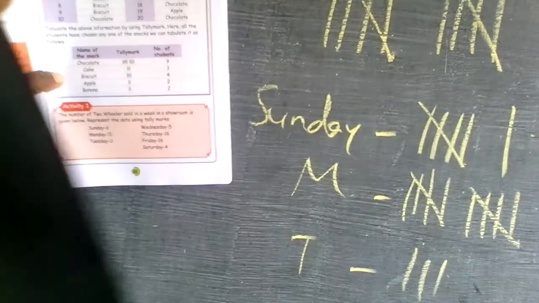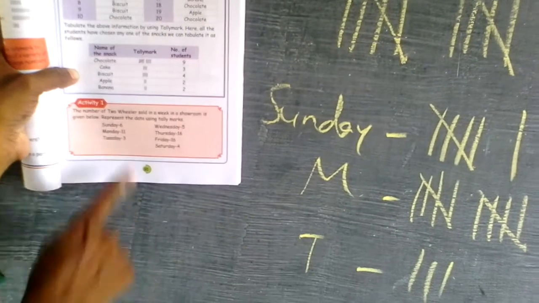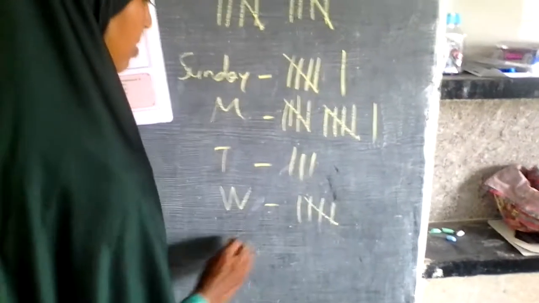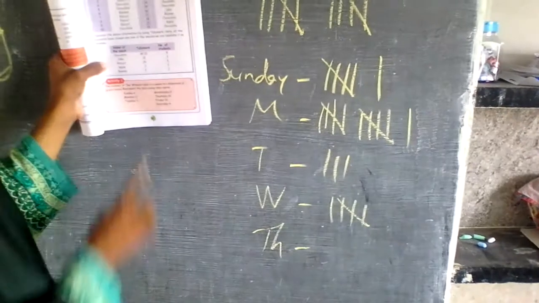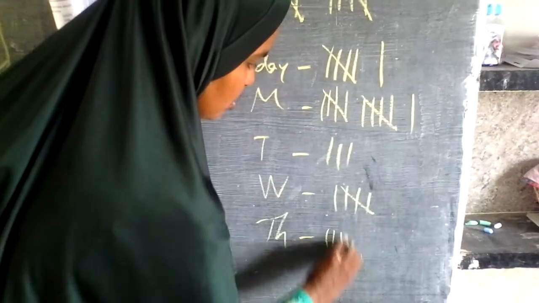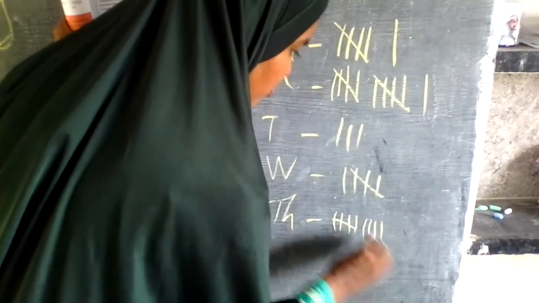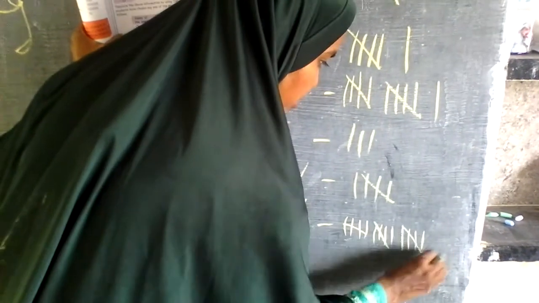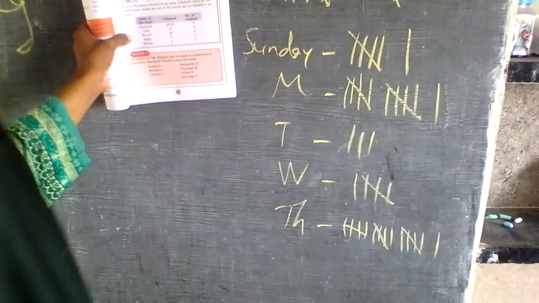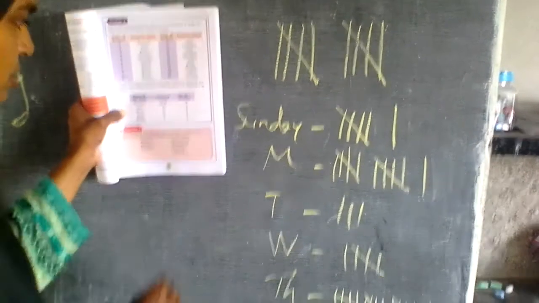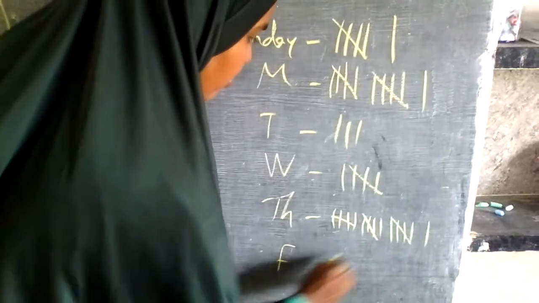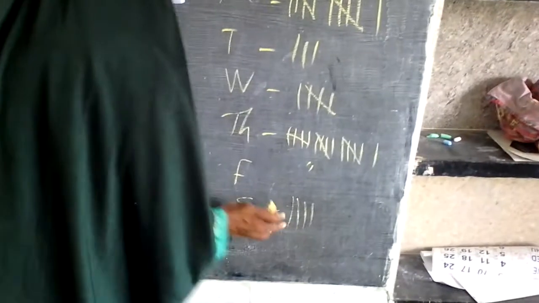Then Tuesday it is 3: 1, 2, 3. Tally mark. We are going for the tally mark. Then Wednesday it is 5: 1, 2, 3, 4, 5. Thursday it is 16: three groups of 5, plus 1. So 16. Friday is the same, you have to get 16 again. Then Saturday is 4: 1, 2, 3, 4. That's it. Right. Tally marks we have solved.